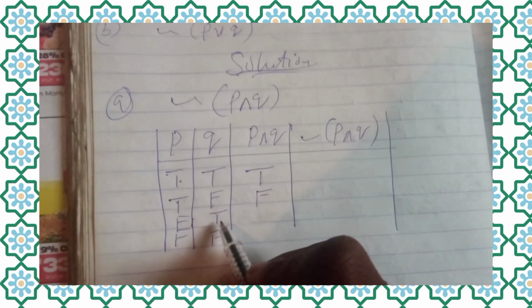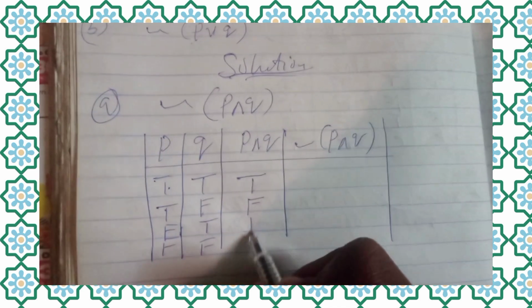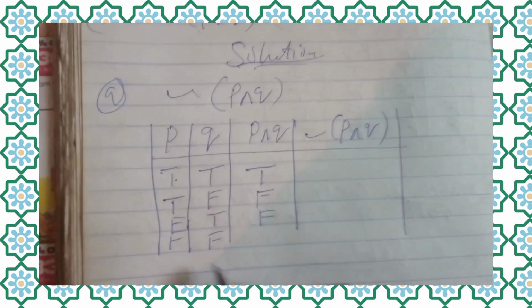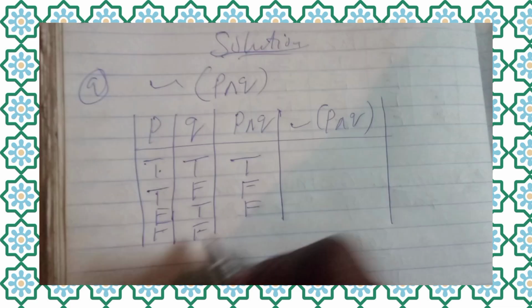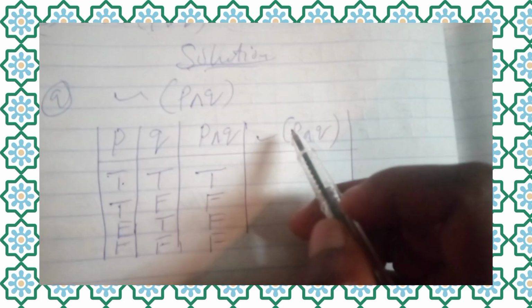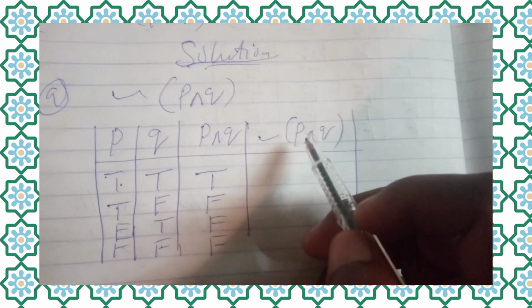Here we have false on P and truth on Q, so it will be false, because they are not true throughout. Here we have false and false, so because we did not have truth on both sides, it becomes false.